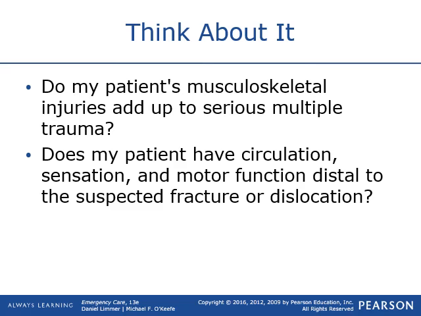So do my patient's musculoskeletal injuries add up to a serious multiple trauma? You're going to have a high level of suspicion of that depending on the mechanism of injury and how they're presenting to you. Does my patient have circulation, sensation, and motor function? PMS, right? Distal to the suspected fracture or dislocation. You need to always check for that.